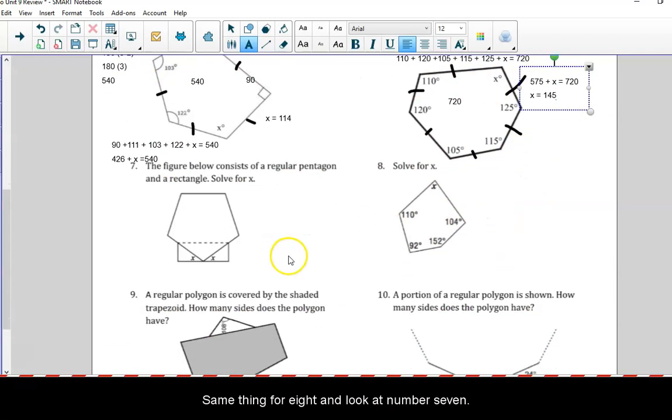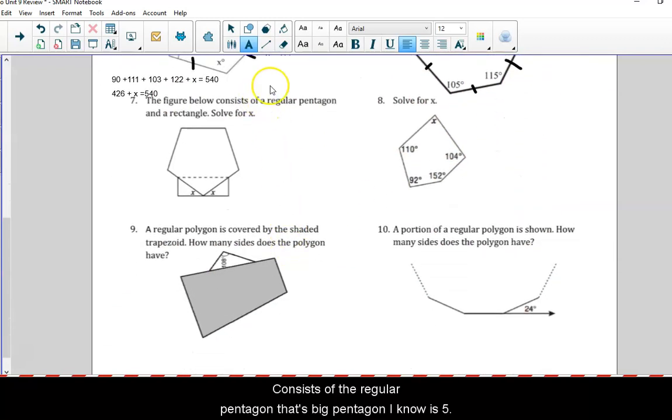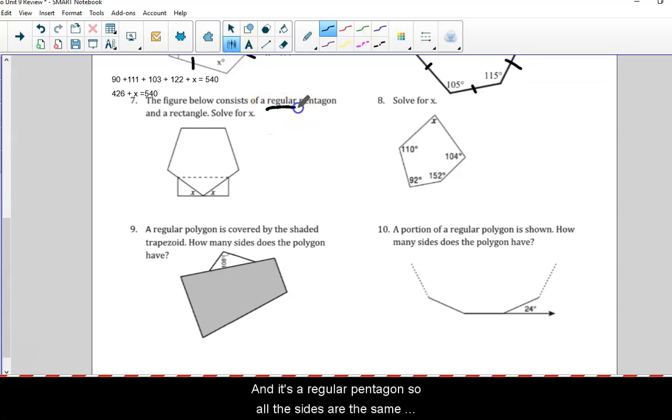Let's scroll down here and look at number 7. So it says the figure below consists of a regular pentagon. Pentagon, I know, is 5. And it's a regular pentagon, so all the sides are the same. All the angles are going to be the same. There's a rectangle down here, and it says solve for x. So first thing you got to do is figure out what the interior angle of a pentagon is.